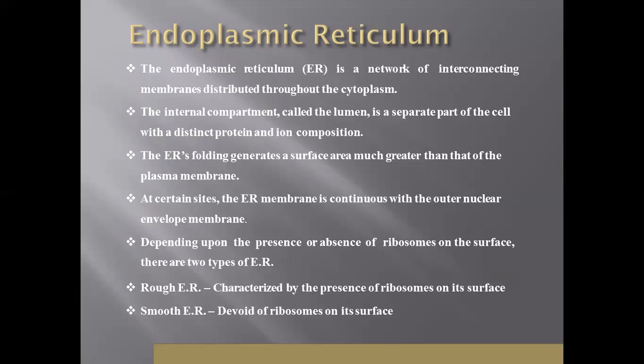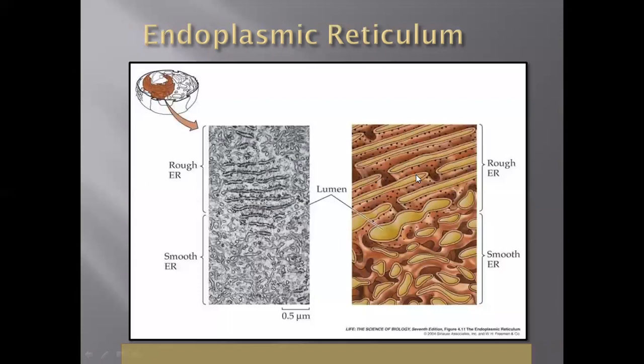Depending on the presence or absence of ribosomes on the surface of the membrane, there are two types of endoplasmic reticulum. One is rough endoplasmic reticulum, another one is smooth endoplasmic reticulum. Here in the diagram, it will be clear to you. This is the lumen, that is a space, right? My dear students, in bio, whenever the word lumen comes, that indicates the inner space, right? As you can see, it is highly coiled. The membrane, if it has ribosomes, is known as rough endoplasmic reticulum, and the one which doesn't have ribosomes on the surface is known as smooth because of its appearance.